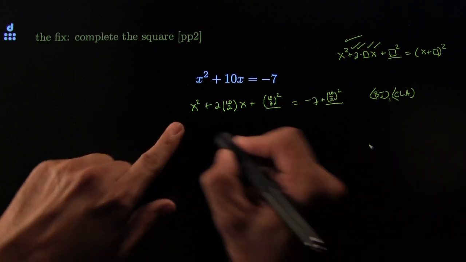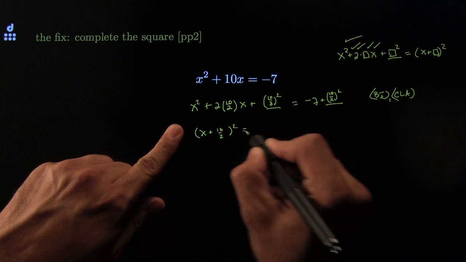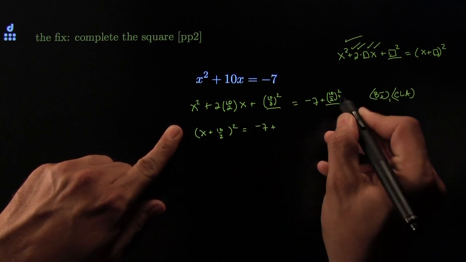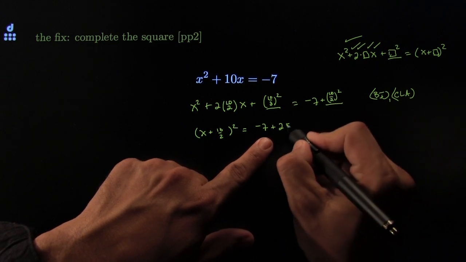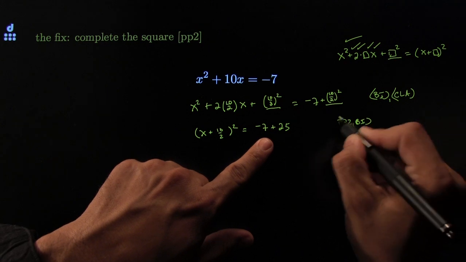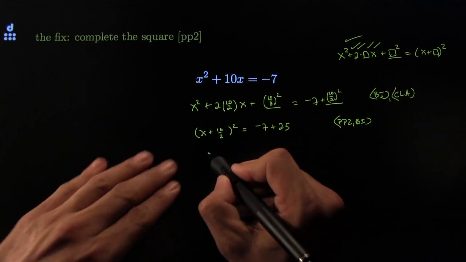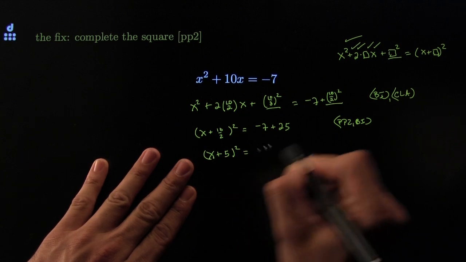And now that's beautiful because I have x plus 10 over 2, the quantity squared, and that's equal to -7 plus, of course, you can clean it up now. 10 over 2 is 5. This is 25. Perfect square on the left hand side, by inspection on the right hand side. And clean it up some more. X plus 5 squared is equal to 25.